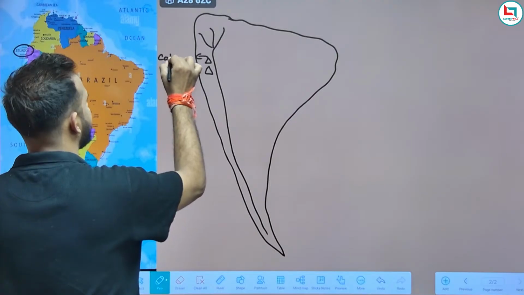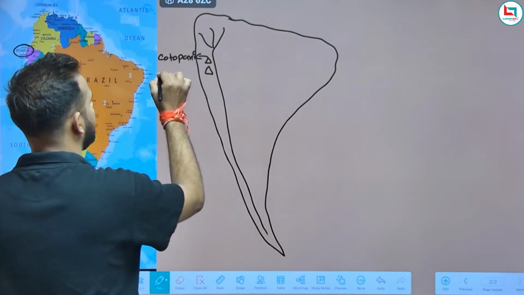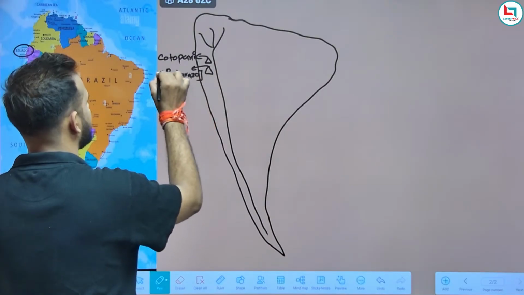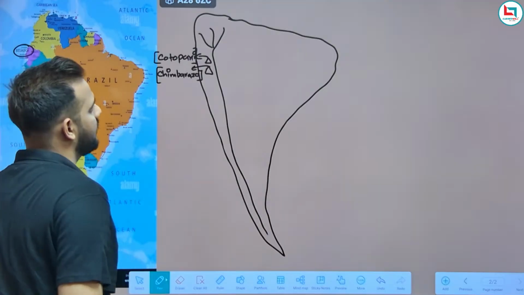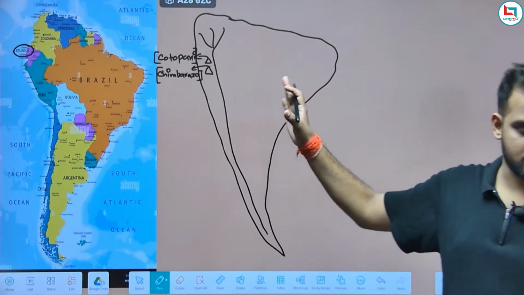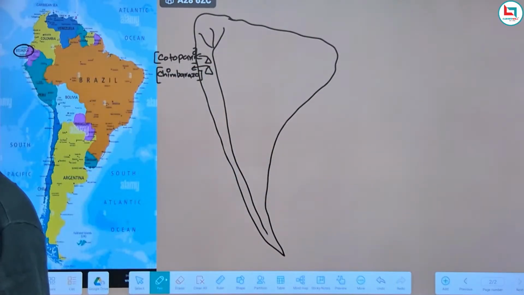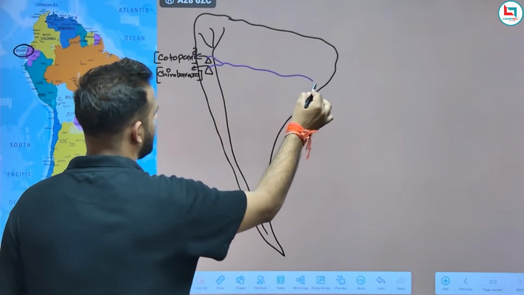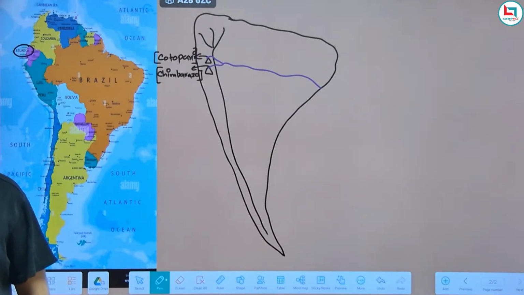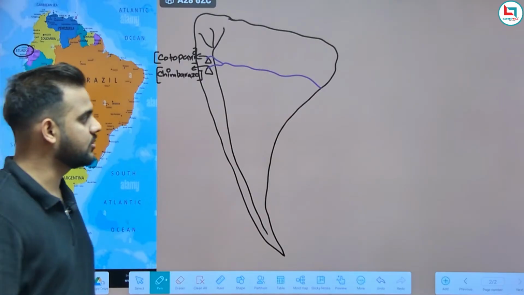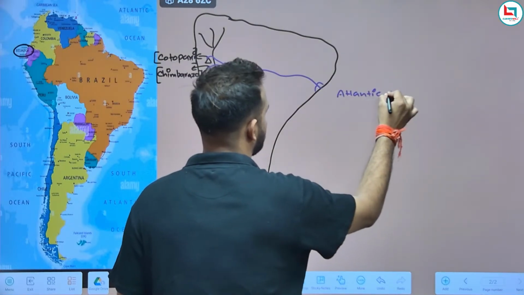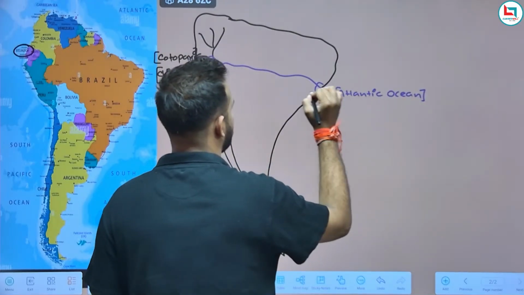This is Cotopaxi and this is Chimborazo. Now buddy, from these two mountains, two streams of water originate, and they form a major river of South America, which is known as River Amazon. River Amazon drains into the Atlantic Ocean.